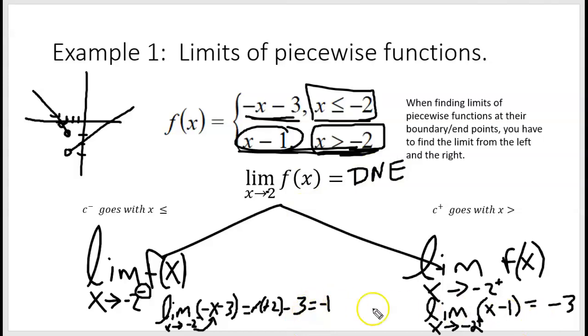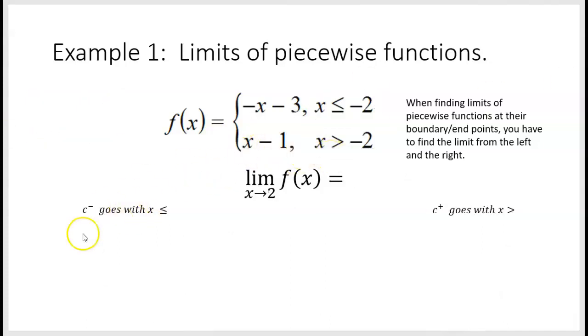If they don't match, that means that the limit does not exist. If they do match, then that's the limit. So let's say I just got both of these to be the same number, like let's say they're negative 1. Well, then my answer would be negative 1, and that would mean that those two pieces actually connect at negative 1. Okay, but in this case, that's not what happened this time.